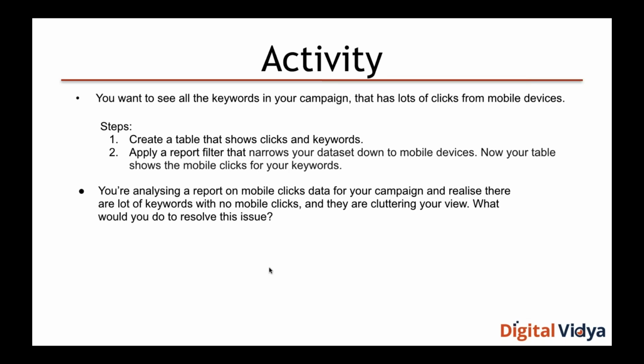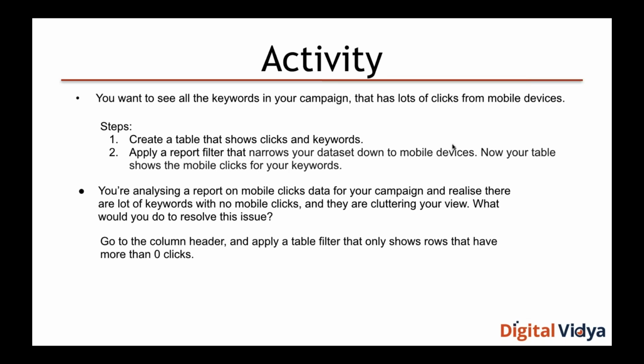Pooja is saying pause those keywords and remove from campaign. Filter column in reports, modify column option. You're analyzing a report on mobile clicks data and realize there are lots of keywords with no mobile clicks cluttering your view. You just apply a filter. Go to the column header and apply a table filter that only shows rows that have more than 0 clicks. You can apply a filter to your rows and to your columns as well.